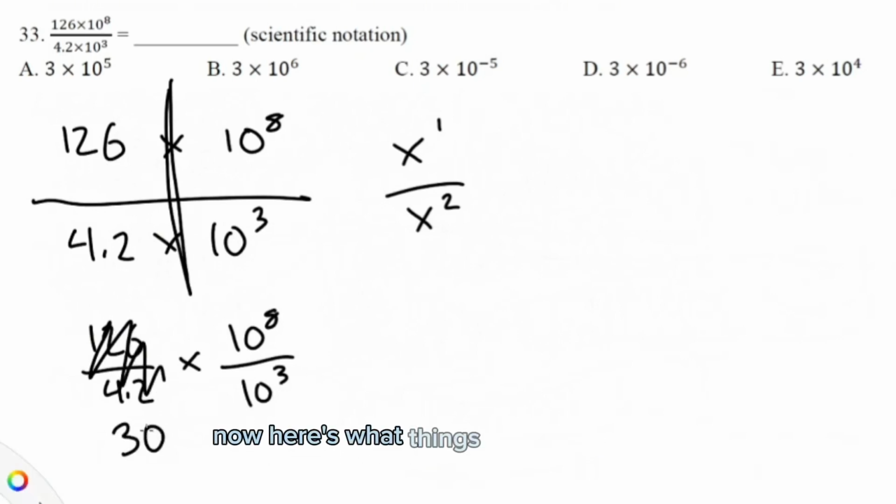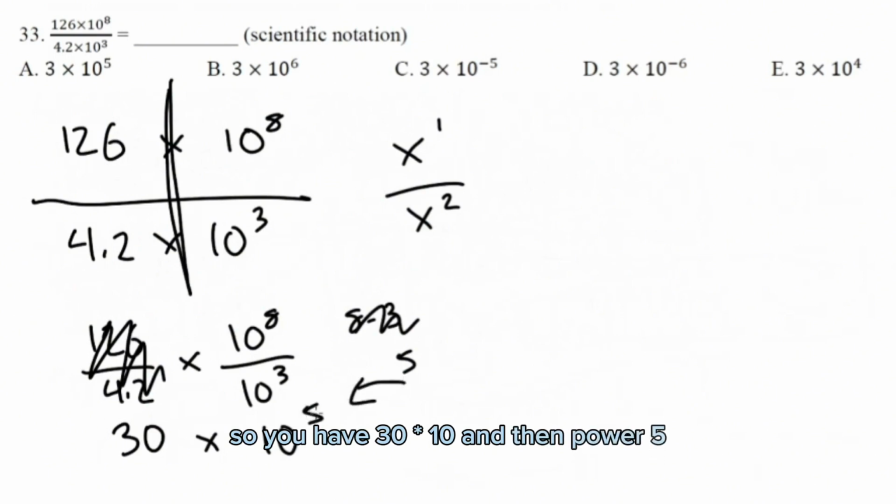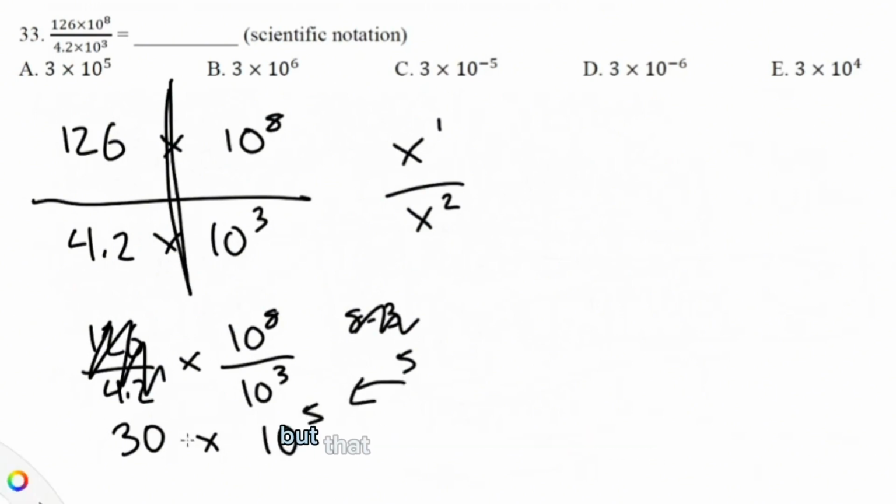Now, here's where things get slightly tricky. When you have the same number but a different exponent, all you have to do is subtract the bottom exponent from the top. So it would just be 8 minus 3. That gets you 5, and then you just have 10. So you have 30 times 10 to the power 5. You might think this is the answer, but that is not the answer yet.